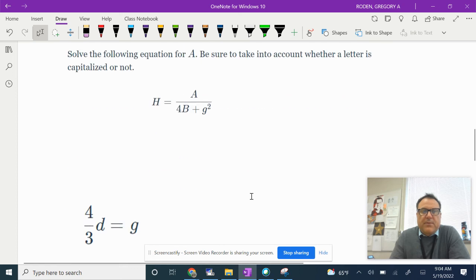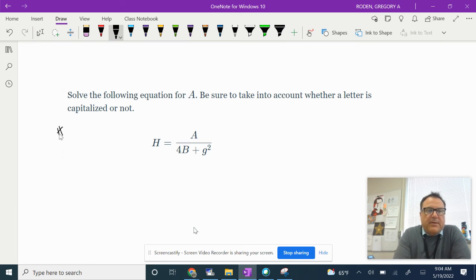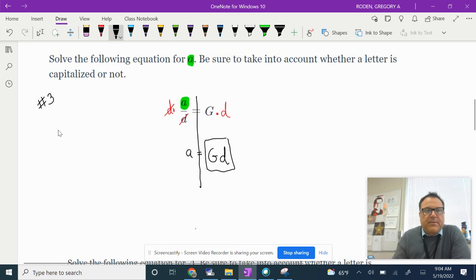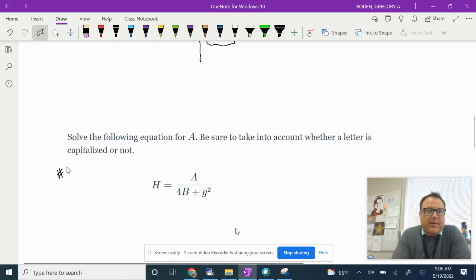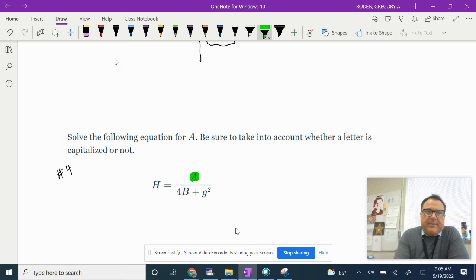This is number 4. Now we're getting into some a little more exciting ones, okay? So this one I want to solve for capital A. So this one looks really complicated and hard, right? And we want to get big A by itself. Now, what's connected to big A?